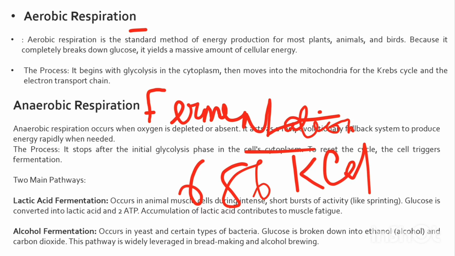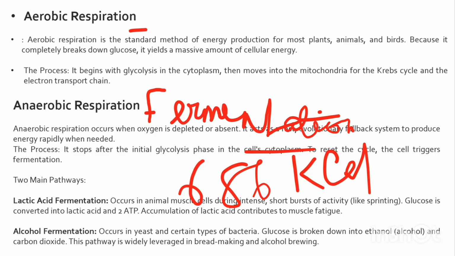This aerobic respiration involves cytosol as well as mitochondria for the Krebs cycle and electron transport chain. In the cytoplasm, glycolysis takes place, which is the first step of aerobic as well as anaerobic respiration. Then the product of glycolysis enters inside the mitochondria. Then the further processes take place inside that mitochondria.